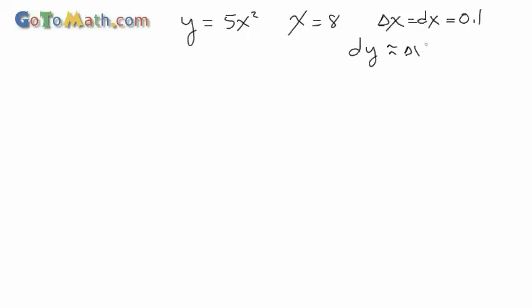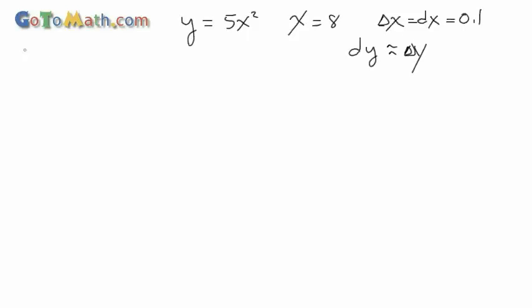So we have y is equal to 5x squared. X is equal to 8, and delta x equals the differential of x, that's how you say that, is equal to 0.1. Now they're asking us to compare the differential of y, which should be approximately equal to delta y, and delta y was the change in y.